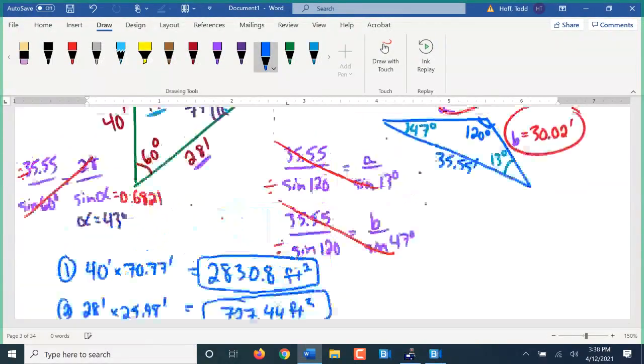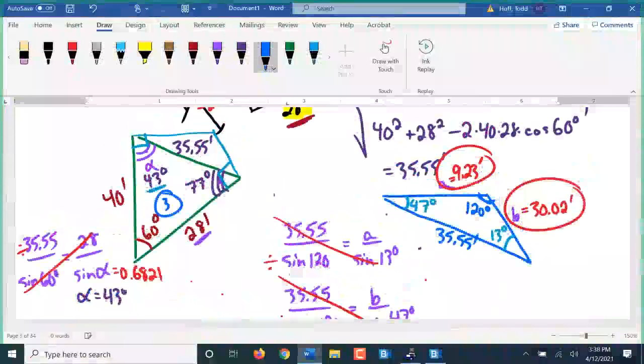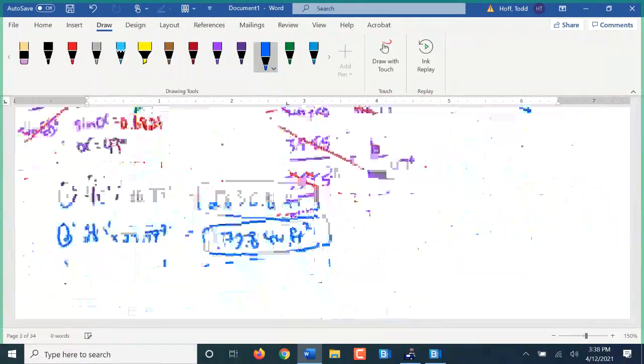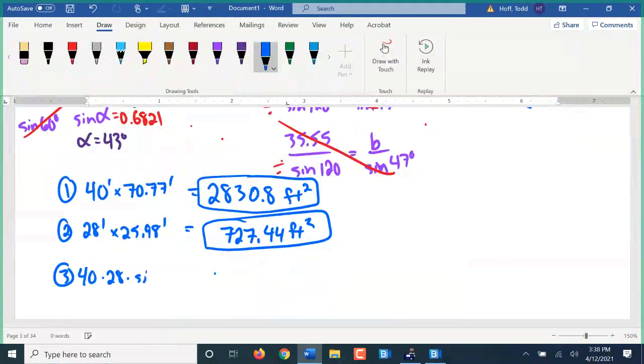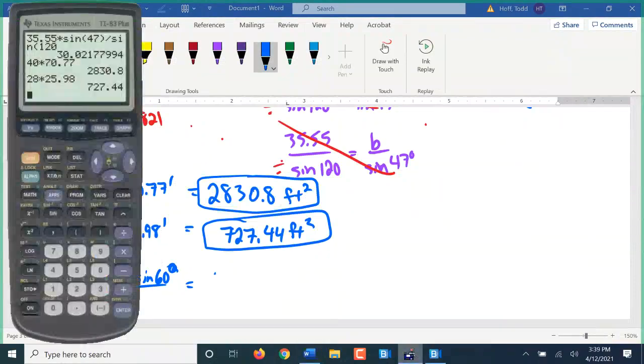Now, piece 3 is going to be this one right here. And we've done some things in the last week to make finding that area considerably easier. We have 2 sides and the included angle. Area of piece 3 is 40, 28, the trig area formula, $34.97.